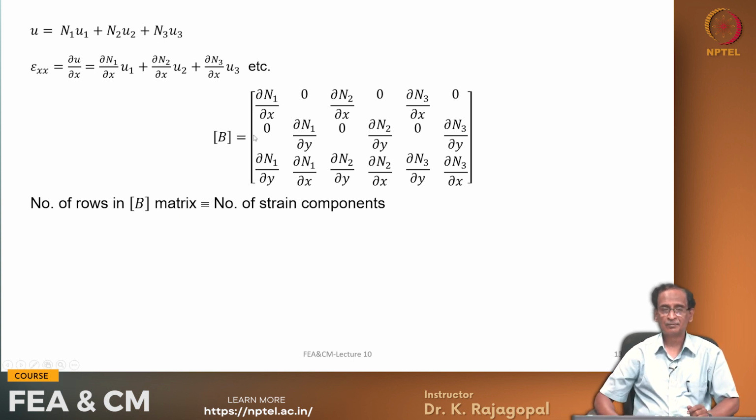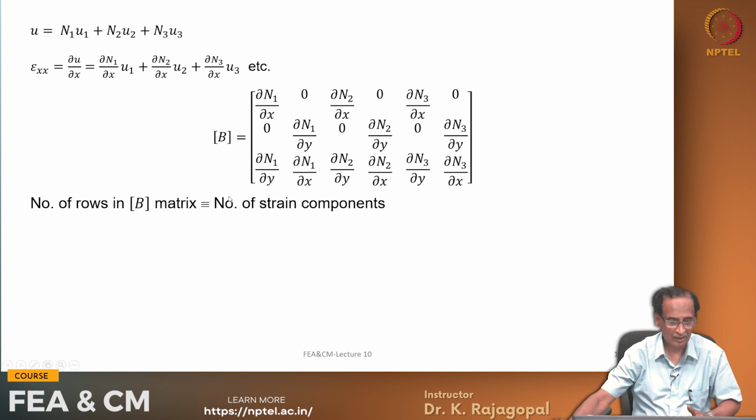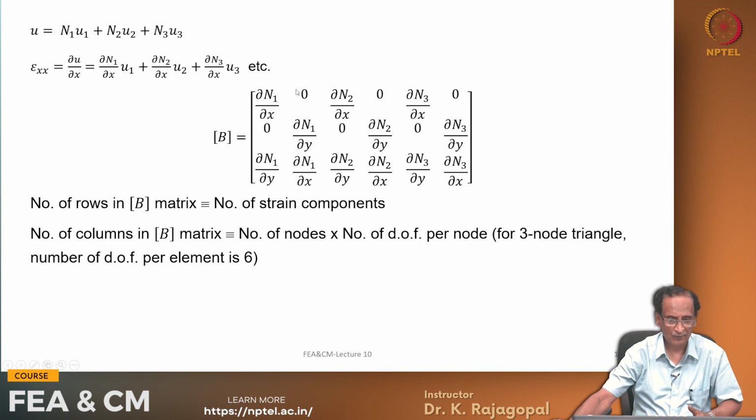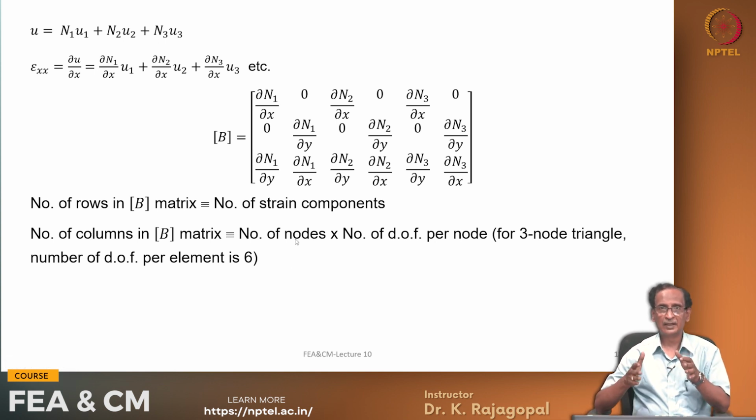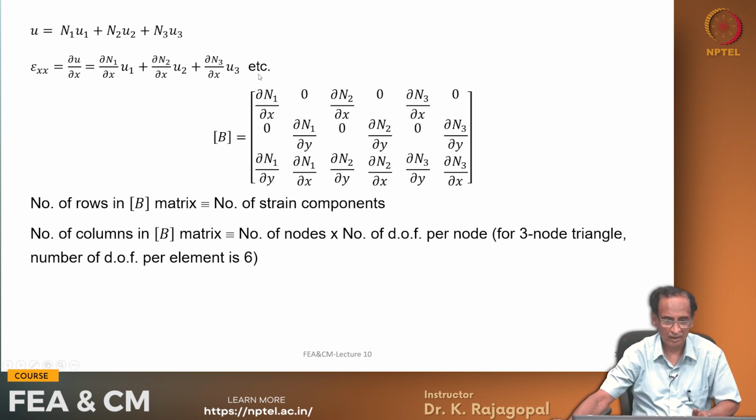For axisymmetric, we have 4 strain components, so we will have 4 rows, and for a full 3-dimensional case, we have 6 strains, so we will have 6 rows in the B matrix. Then the number of columns is equal to the number of nodes in the element multiplied by the number of degrees of freedom. So, for a 3-node triangle, we have totally 6 degrees of freedom, 3 nodes multiplied by 2, that is 6, and so we have 6 columns: 1, 2, 3, 4, 5, 6. Okay.